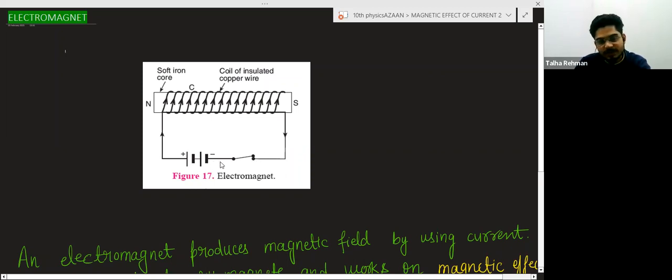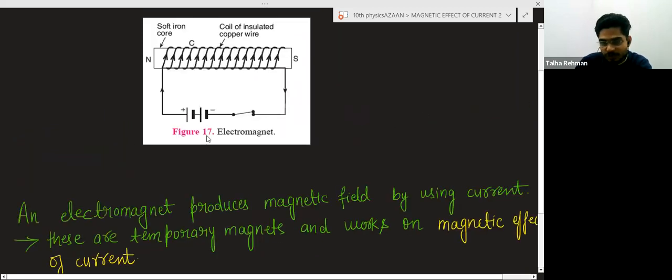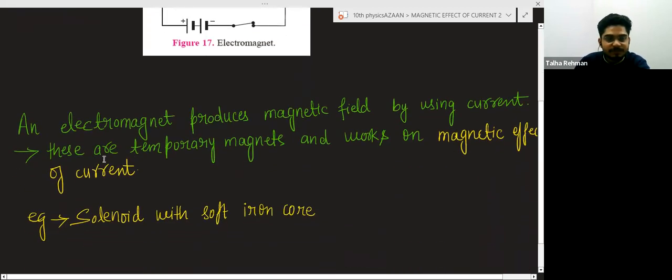When you close this switch, current will start flowing in the wire, and due to that what will happen? A magnetic field will be produced, and due to that magnetic field, the soft iron core will get magnetized, and it will behave as an electromagnet. Means it will attract the iron pieces. So an electromagnet produces a magnetic field by using current. Here current is flowing in the wire. That is why this electromagnet is producing the magnetic field.